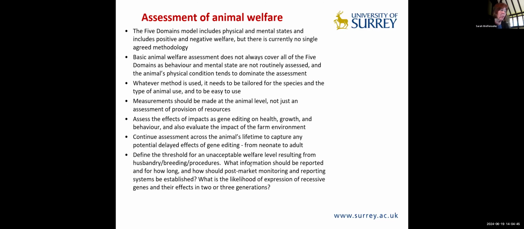And then we need to think about what is the unacceptable welfare level from all these husbandry, breeding, and all these different procedures that we're doing. We need to define what information should be reported and for how long. What about post-market monitoring and reporting systems? They need to be established, and they need to be across different areas as well, because of course a lot of this food is going to be imported and moved around. And then what is the likelihood of expression of recessive genes and their effects 2 to 3 generations down the line? When something mutates, when something else comes along, we're protecting it from some disease by having this genetic editing, but then maybe the virus mutates and it becomes more susceptible to something. We need to look at that.